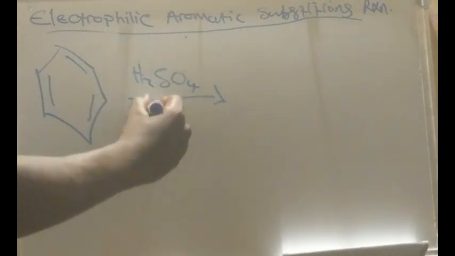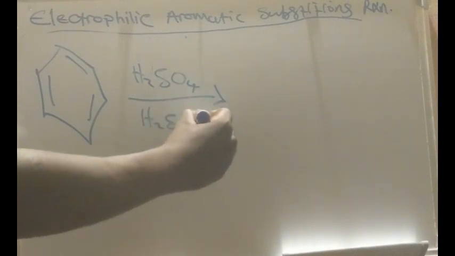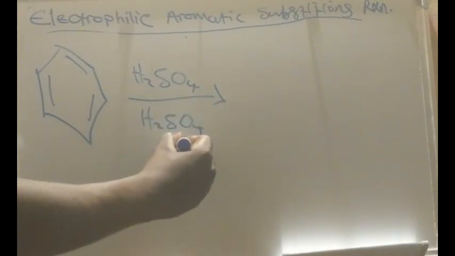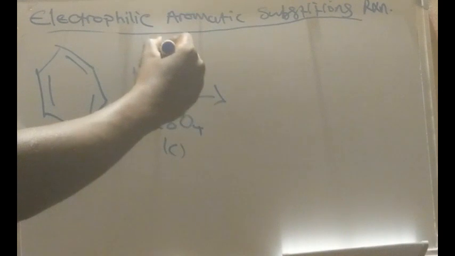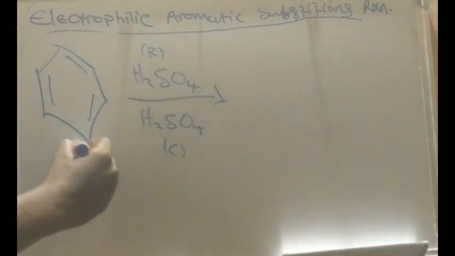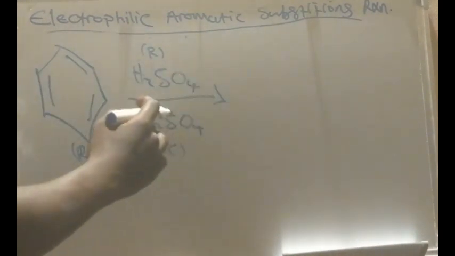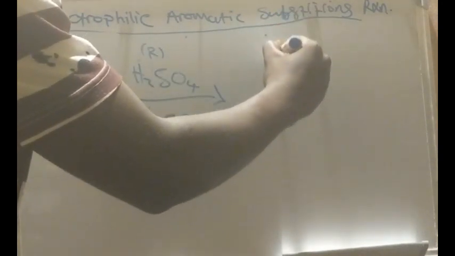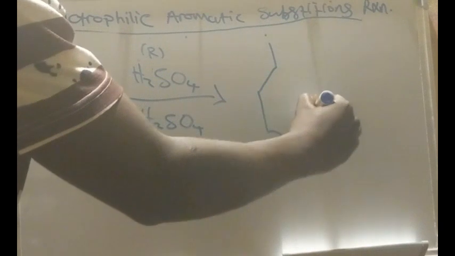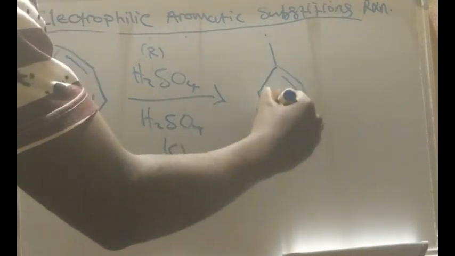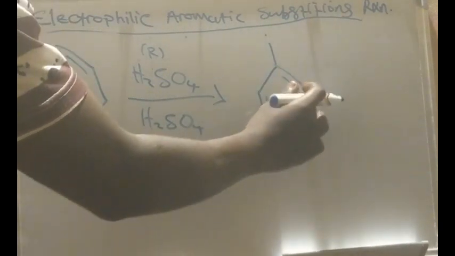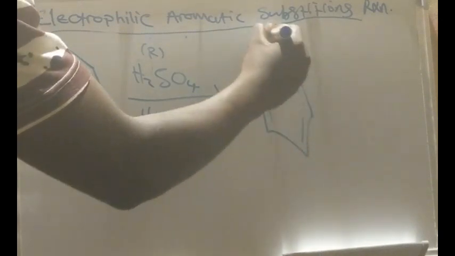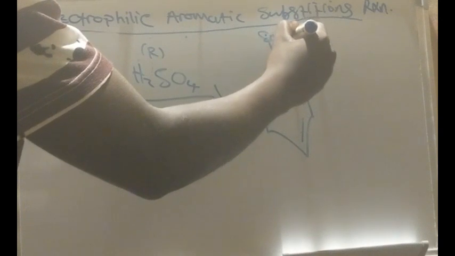So one molecule will pose as a reactant and another molecule will pose as the catalyst. So this one will pose as the catalyst, this one will pose as the reactant, and our resultant product has to be our benzene ring with the sulfonic acid attachment.